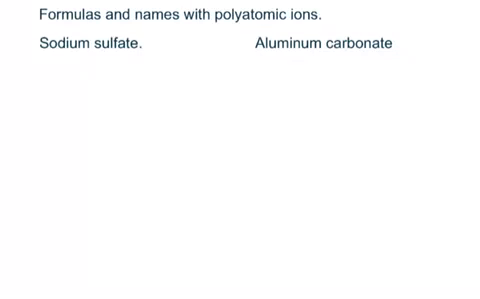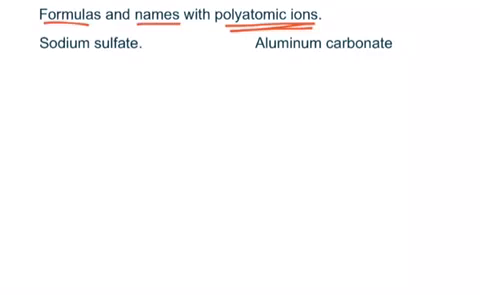Hi, so today we're going to look at formulas and names with polyatomic ions. Polyatomic ions are all those ions you had to memorize, such as nitrate, sulfate, phosphate, and hopefully you've been studying hard and you know them all by heart. What do we do when we put them into formulas or names? That's what I'm going to show you here.